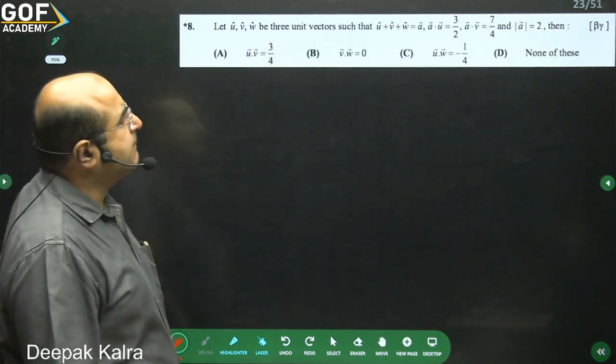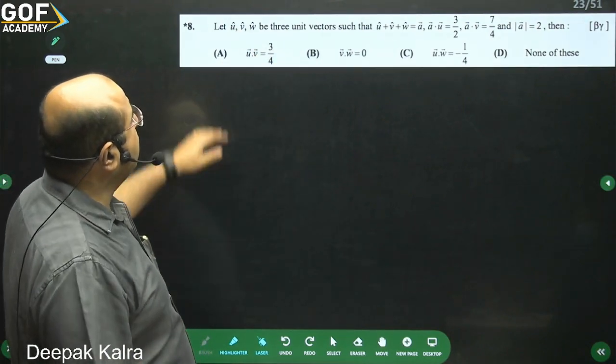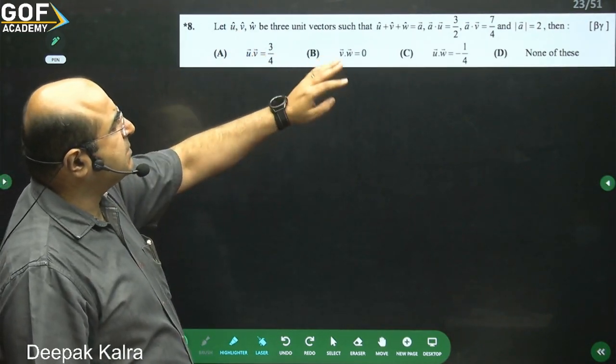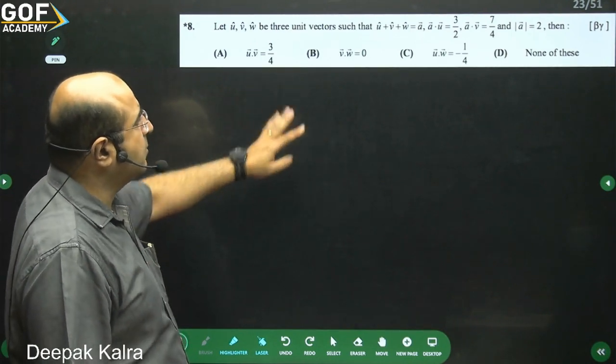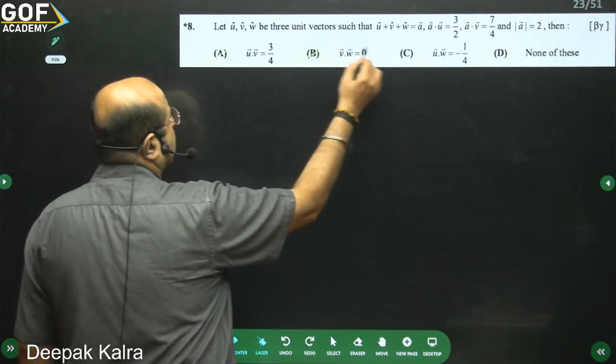Go to 8th one. So you have U, V, W are the unit vectors. It's pretty easy question. I think you have done it. No. All are correct.